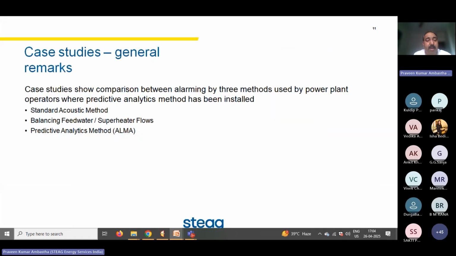So generally in a power plant, how do you find out whether there is a leakage or not? One thing is of course the acoustic method. From your own experience, from the acoustic sounds, you try to find out whether there is a leakage or not. Second thing is you do the balancing. You have the feed water flow and you have the steam flow. So if there is a major difference, you understand there is a leakage in the system. And third is of course, we have the predictive analysis method. We call it ALMA, our product.